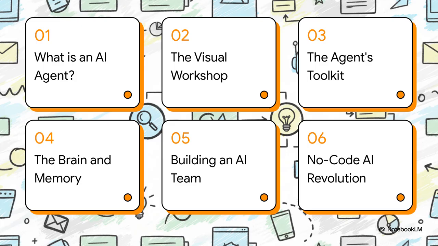All right, so here's what we're going to cover. First, we'll get our heads around what an AI agent actually is. Then, we're going to step into the workshop, a visual one, to see how these things are put together. We'll look at their tools, their brain, their memory, the whole shebang. And then we'll see how you can take it to the next level and build an entire AI team. Sound good? Let's dive in.